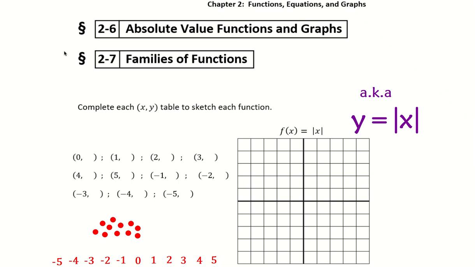Welcome back, everybody. As you can sort of see, we're going to be doing, technically from our current textbook, two sections at once. That'll be very easy to do. We can cover two sections at the same time, 2-6 and 2-7.